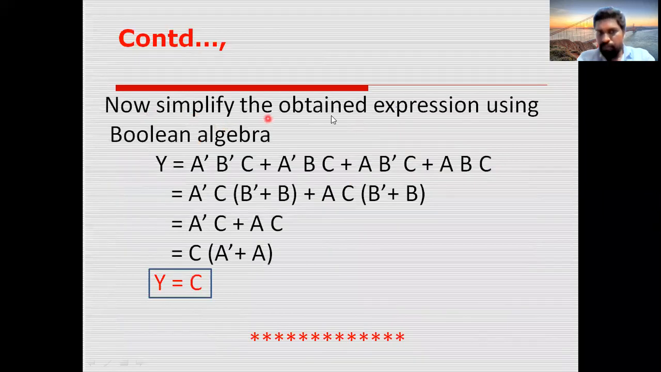Now simplify the obtained expression. What is the obtained expression? This one. Take A bar C common from the first two, you will get B plus B bar. A plus A bar is equal to 1. Like that, B plus B bar is also 1. And take AC from these two terms, you will get the same again. So this is 1, this is 1. So you will get A bar C plus AC. Take C as common again, A plus A bar, you will get 1 again. So the simple one, you got Y equal to C. This entire biggest expression with 4 terms is simply reduced to 1 literal C.